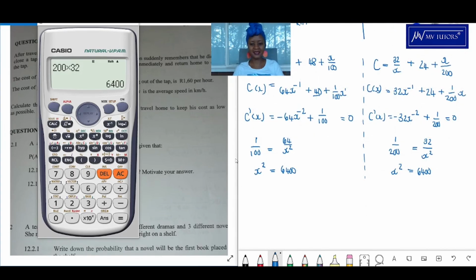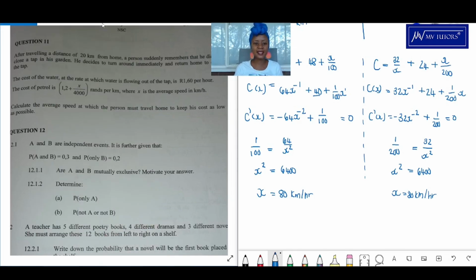What is your understanding of the question? You know how you're going to get a plus minus something, but here's the thing, you can't have a negative speed. So we're definitely going to take the positive. Whatever answer we get, it will definitely just be the positive. So 6,400 square rooted, that's just going to be 80 kilometers an hour. Same here, 80 kilometers per hour. So yeah, guys, that is the average speed at which he must travel home to keep his costs as low as possible.